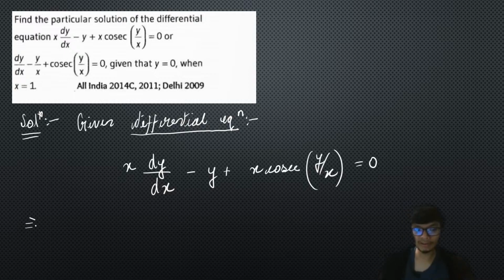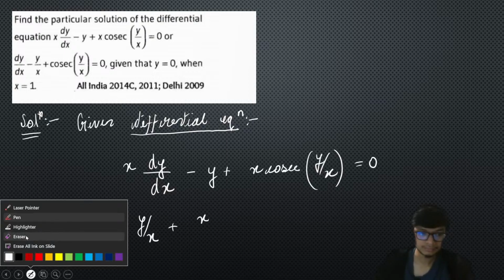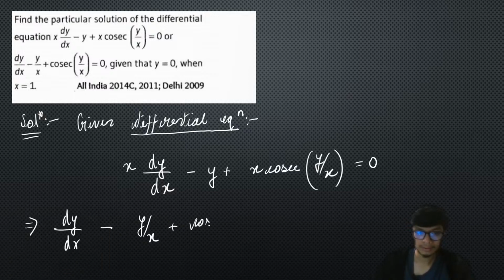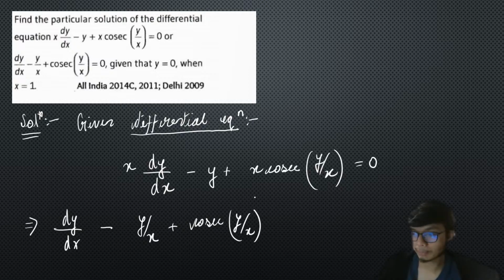So if we try to simplify this part, I can take x common from this part and write this as dy upon dx minus y upon x plus cosec of y upon x. Is it clear to all of you? And I can equate it to 0, right? So our differential equation can be easily written like this.